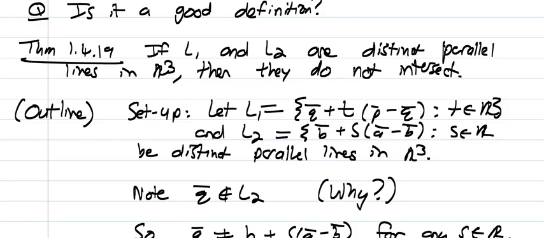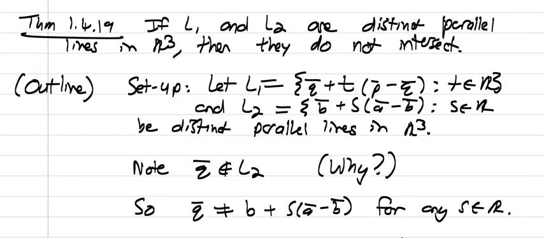And the answer is yes, and this is shown in Theorem 1.4.19. If line 1 and line 2 are distinct, so different, so there's at least a point on the one line that's not on the other line, parallel lines in R3, then they do not intersect. Now, I'm not going to do the proof. I'm just going to sketch an outline of the proof.